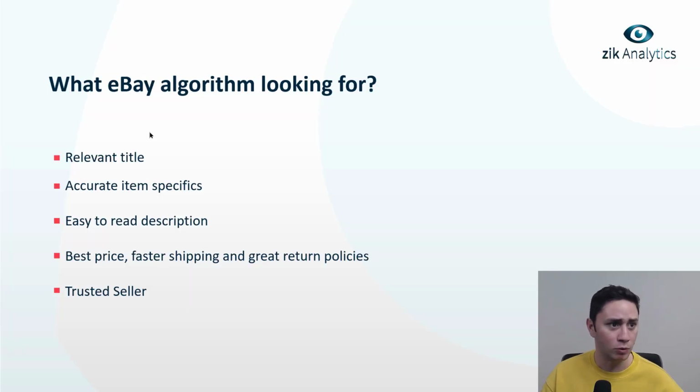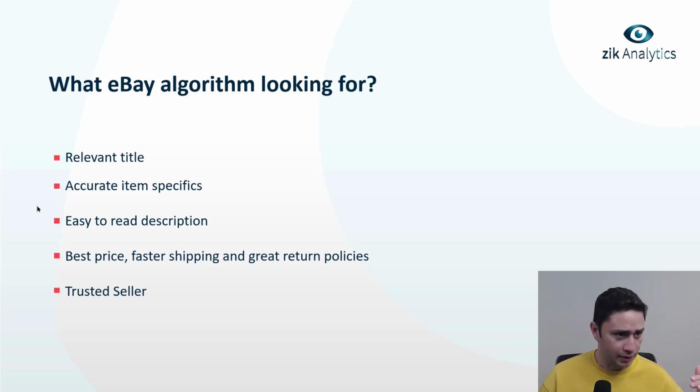The first part is about what the eBay algorithm is looking for to get your product to the top of the search result, and what you need to do in order to achieve it. Starting with one of the most important, you need a relevant title. You have to make sure you use relevant keywords in your title. You always have to look at what others are using and who your competitors are in order to build the right title.